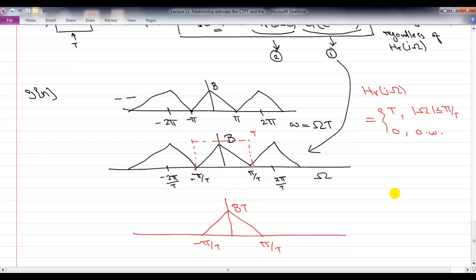In particular, the frequency relationship still holds: little omega equal to capital omega T, which means that capital omega is little omega over T. So if I give you a frequency of, let's say, 2 pi by 3 in discrete time, when you do the conversion to continuous time, that will become 2 pi over 3T.